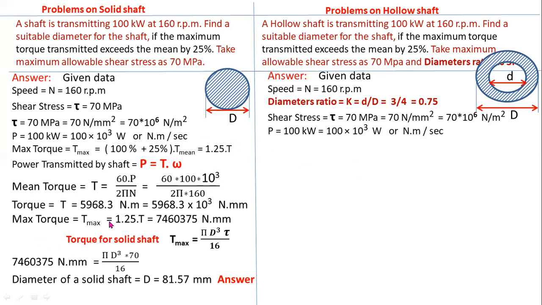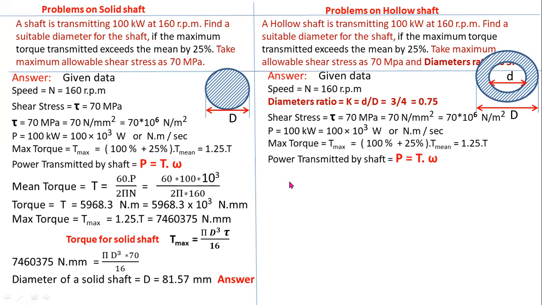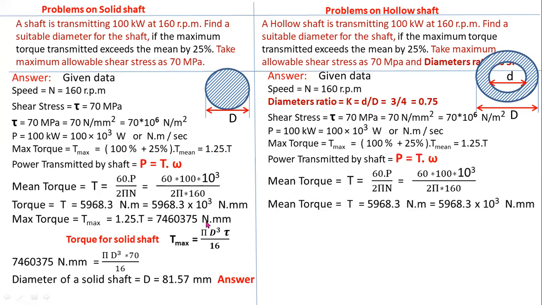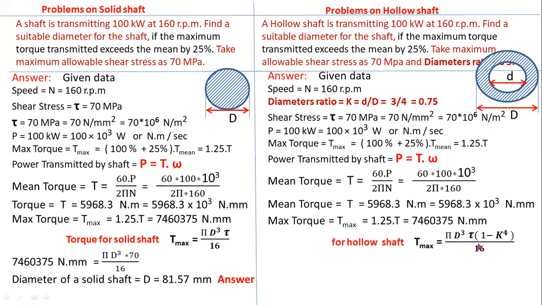Up to maximum torque, the given data is the same. The answer is the same up to maximum torque. Here you can observe that up to maximum torque, the answer is the same. For hollow shafts, you have to consider this formula. For a hollow shaft, the maximum torque equal to pi d cube by 16 into tau into 1 minus K power 4. Only this one is the difference between solid and hollow shaft. Now you have to substitute the value of K equal to 0.75.